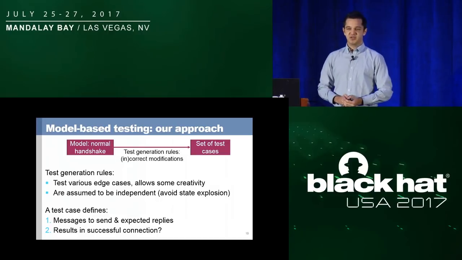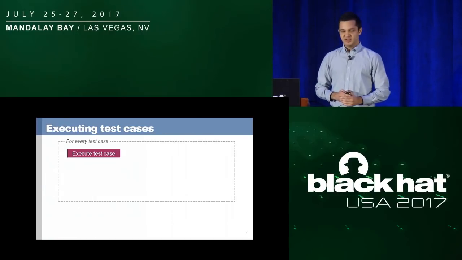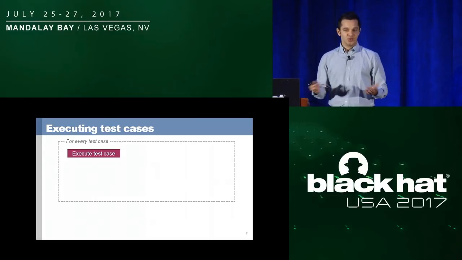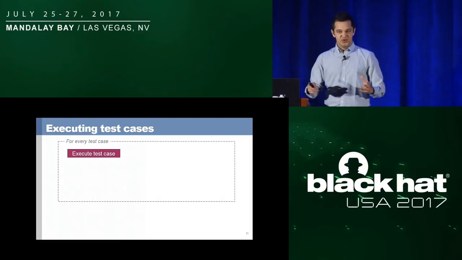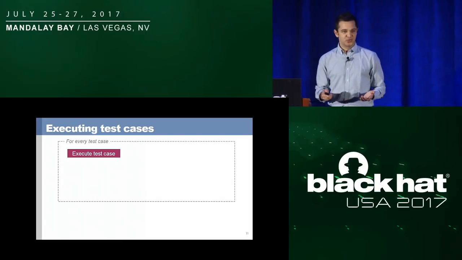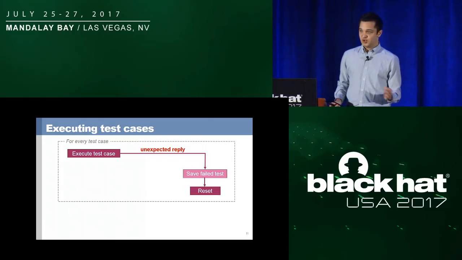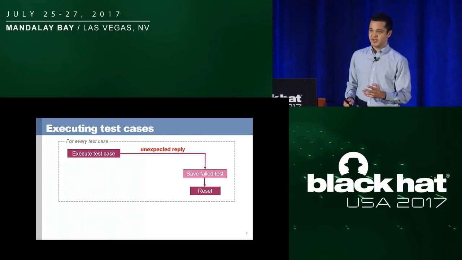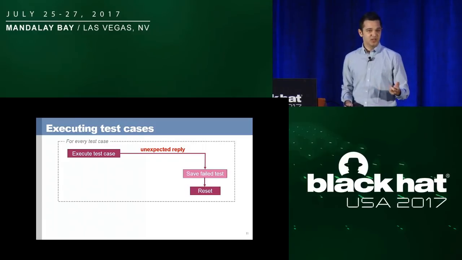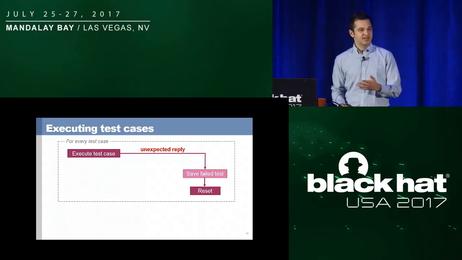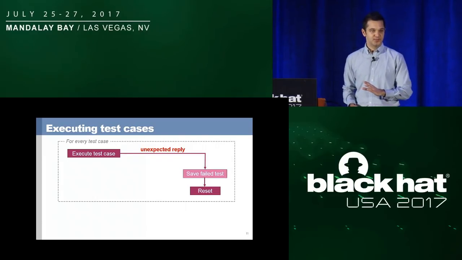Okay, so we now have our test generation rules, we have our test cases. How are we going to execute the test cases? Well, the idea is actually very straightforward. It's like normal test cases. You basically execute the test case. If during this execution you get an unexpected reply, you immediately know that something is wrong here. You don't yet know whether it's a vulnerability, but it's definitely a bug because there is a deviation from the standard. And you're going to track these failed test cases. You're going to save those.